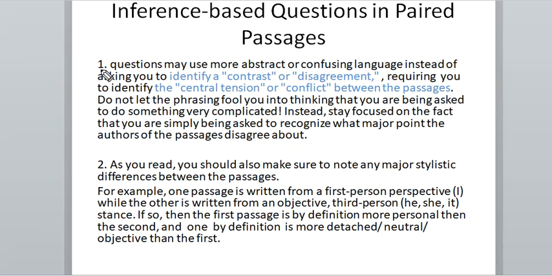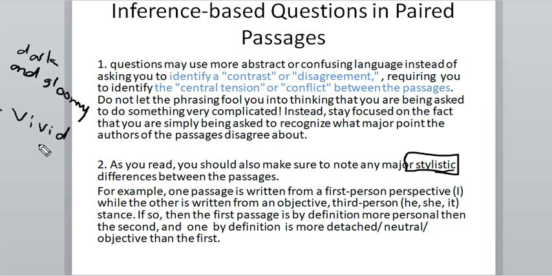So here we have to pay attention to what we call stylistic differences. Okay, choice of words. The theme of the passage is a stylistic attribute. Meaning, if the theme is dark and gloomy in the first passage, then it would be vivid, colorful, and lively in the next. So here he is using dark language. For example, it's dark humor.